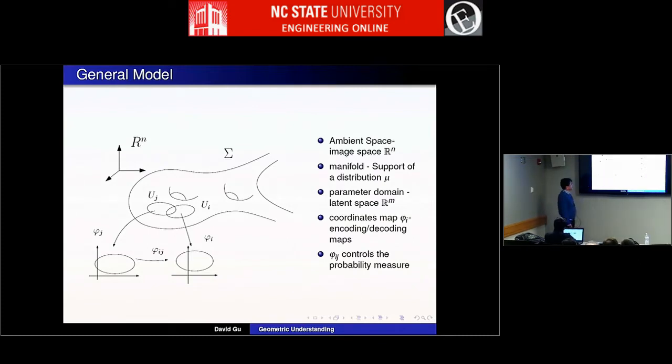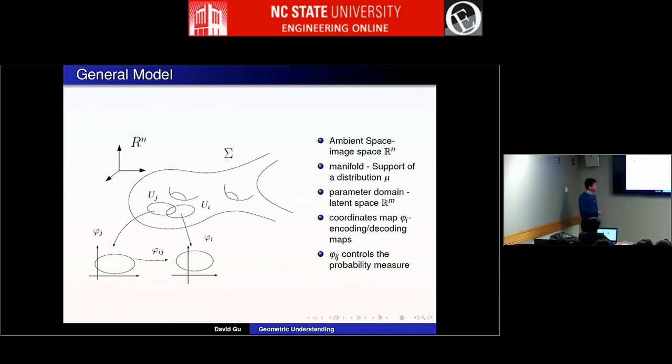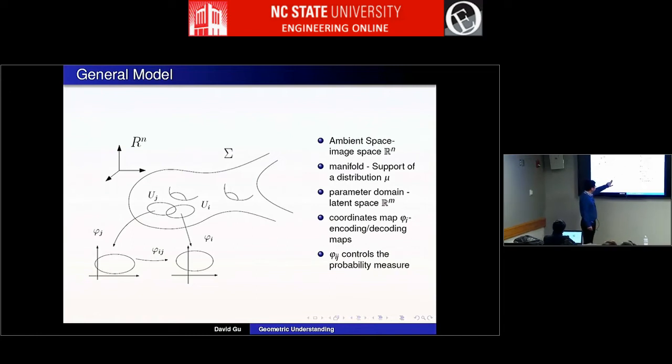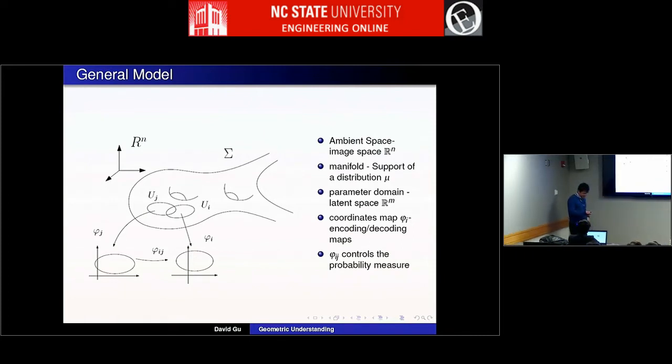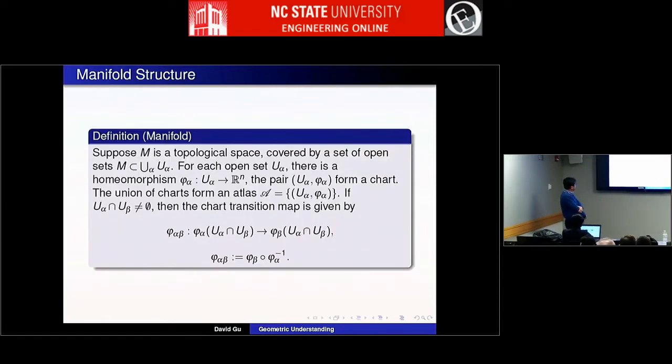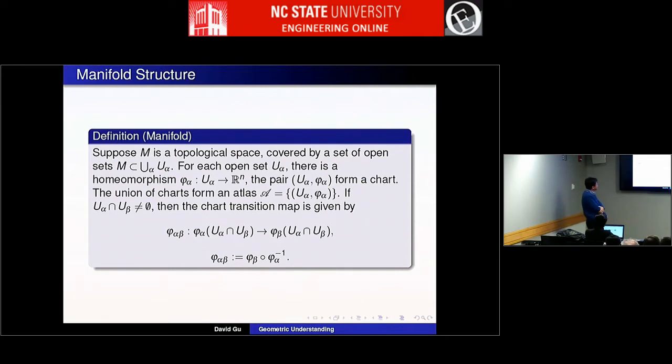Okay, but the encoding mapping is not unique. There are many different ways to do encoding mapping. Therefore, we have a transformation from one encoding map to another one in the latent space. So we can use a topological manifold structure to represent this. That's the classical mathematical definition of a manifold.